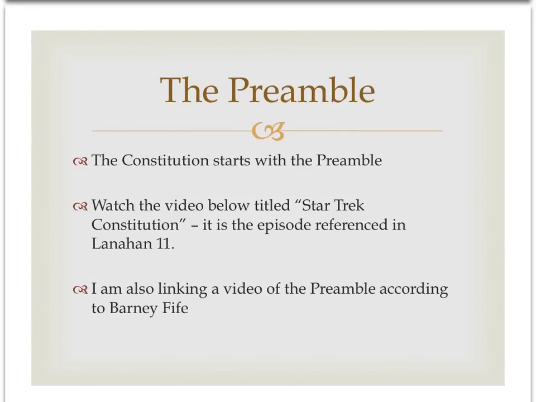So, the preamble. This is the beginning of the Constitution. Basically, the Constitution is divided into three parts. You have the preamble, which states the goals and objectives of our founders. What did they want to accomplish when they created this Constitution? What did they want to accomplish as far as the outcomes of the structure that they created? They wanted to establish order, justice, domestic tranquility, etc.